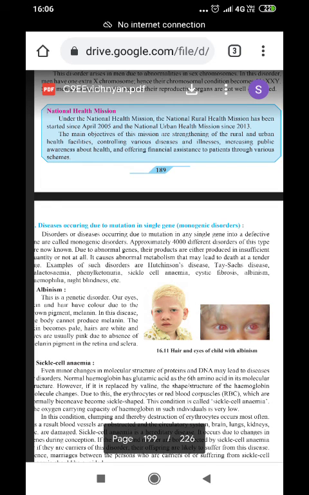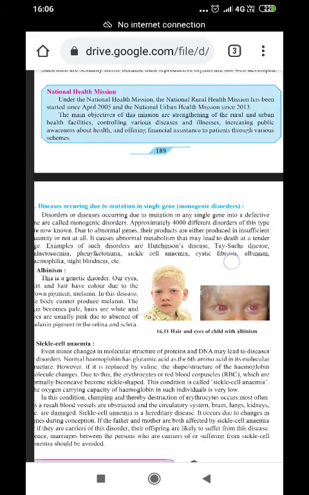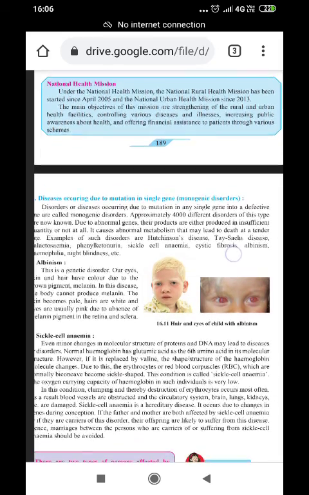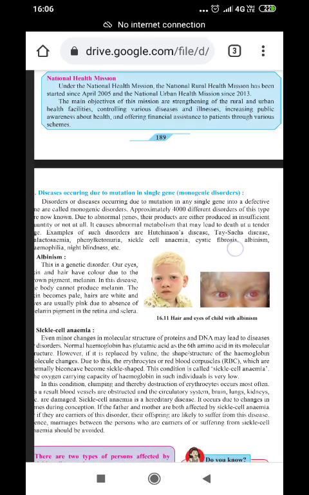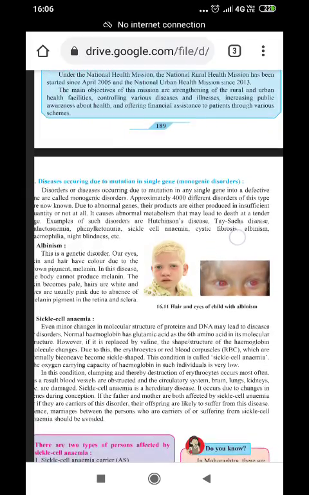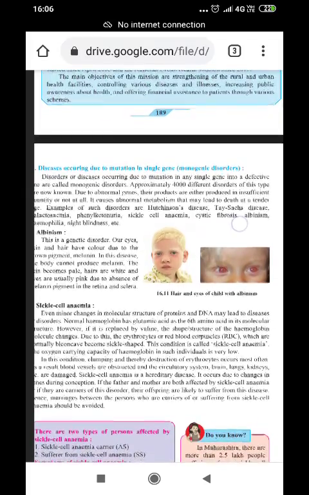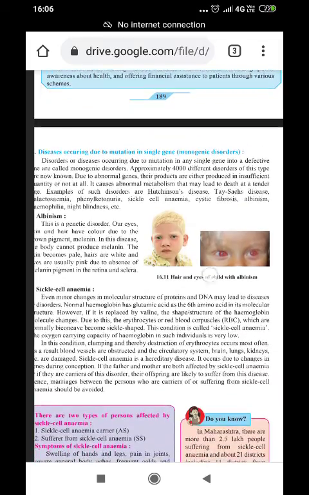Under the National Health Mission, the National Rural Health Mission has been started since April 2005 and the National Urban Health Mission since 2013. The main objective of this mission are strengthening the rural and urban health facilities, controlling various diseases and illnesses, increasing public awareness about health, and offering financial assistance to patients through various schemes.